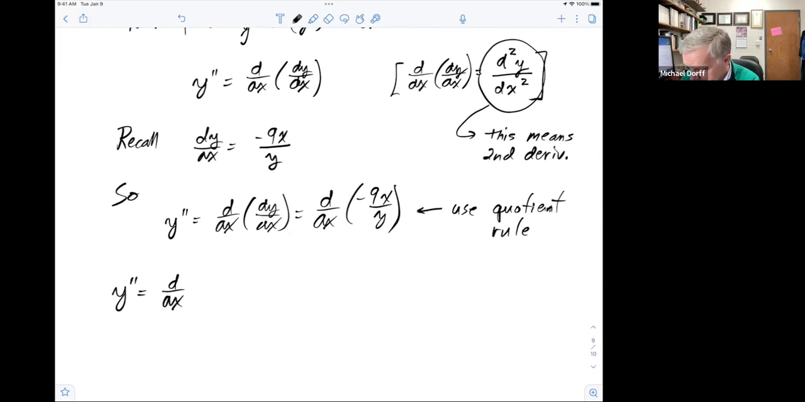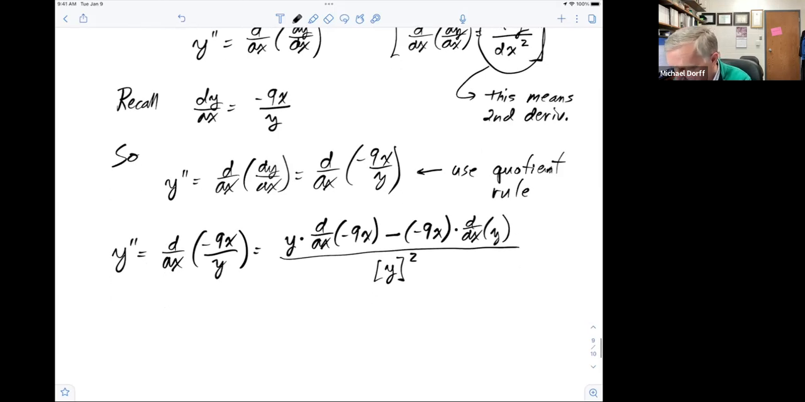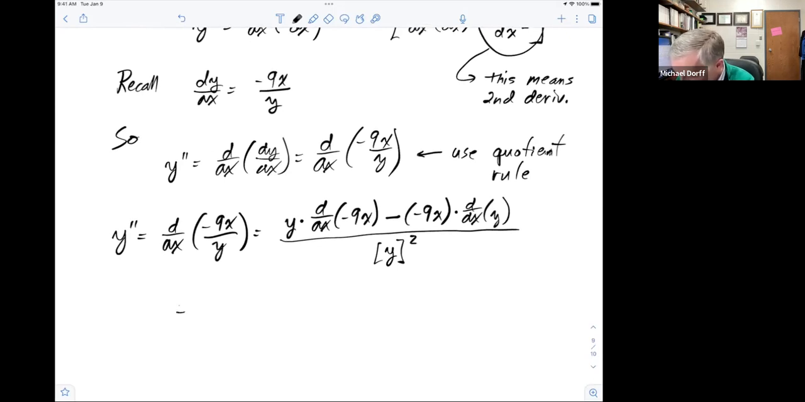the derivative of this, negative 9x over y, by the quotient rule would be the denominator times the derivative of the top. And when I'm doing the derivative, it's going to be d dx. So it's y times d dx of negative 9x minus the top, so minus a negative 9x times the derivative d dx of y, all over the denominator squared, which is y squared. Okay, so now we're going to just have to simplify it by continuing to take the derivative.